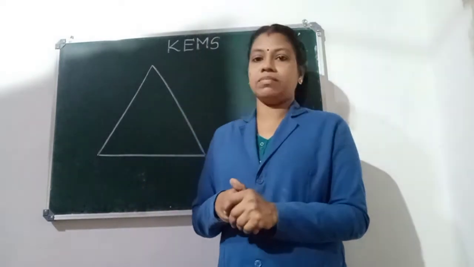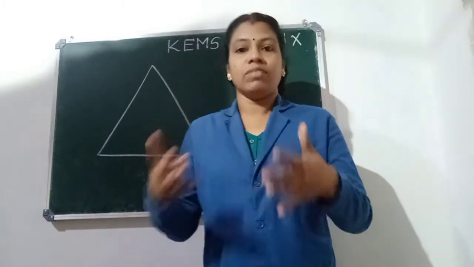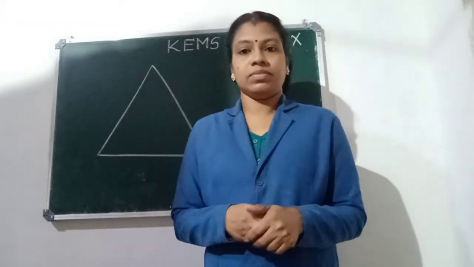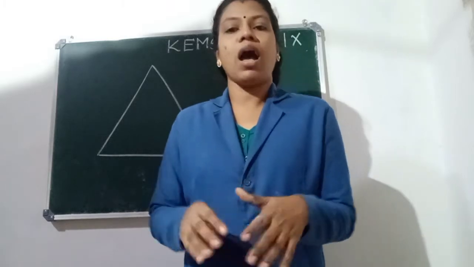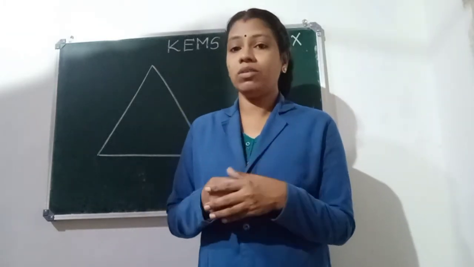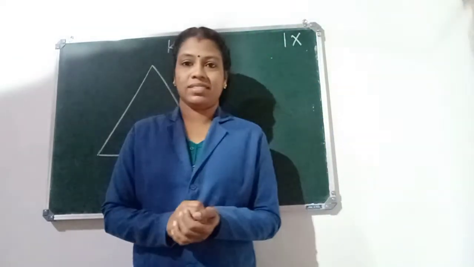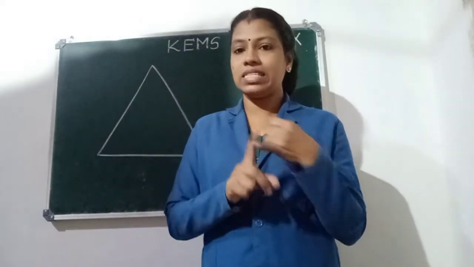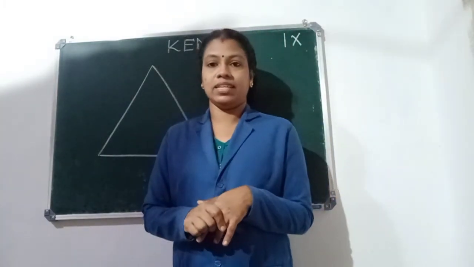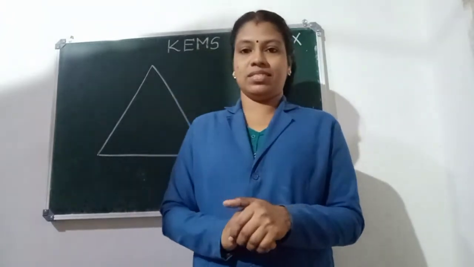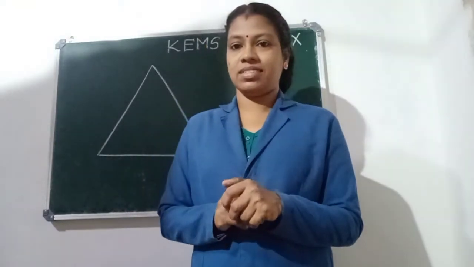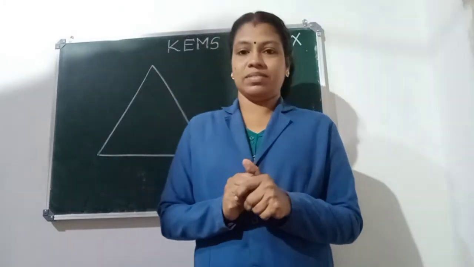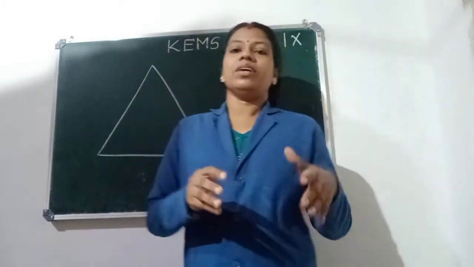Okay, so study these axioms. Using these axioms, we have to solve many questions from your textbook. Now, in this chapter, we have two more important properties: angle sum property and exterior angle property. Already you have learned these two properties in your earlier classes. You have studied these properties through activities, isn't it?